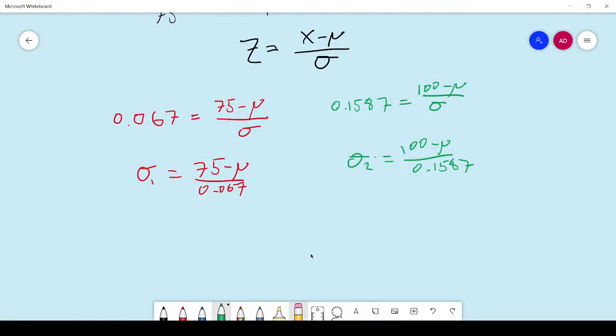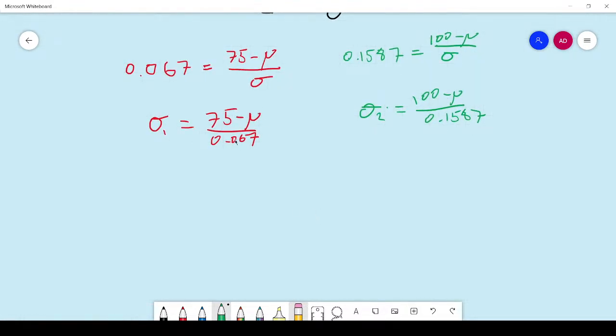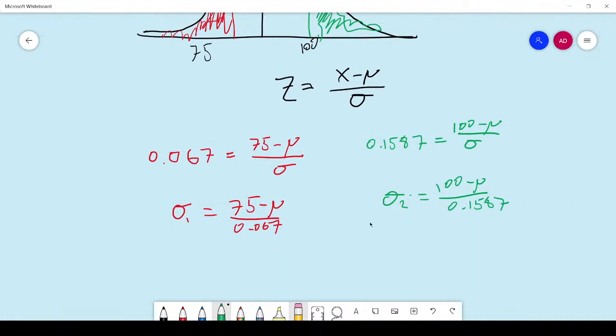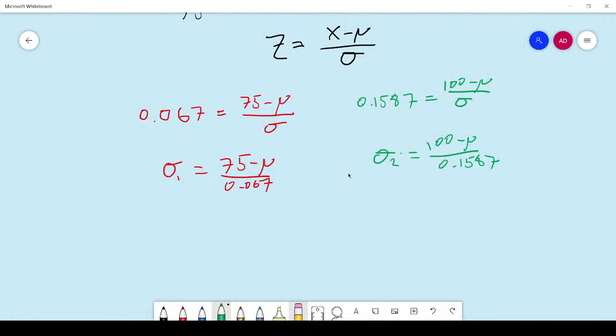In which case, now that sigma is the subject in both of them, we can let them equal each other and solve them simultaneously. So let's let them equal each other. So 75 minus mu over this should be equal to 100 minus mu.